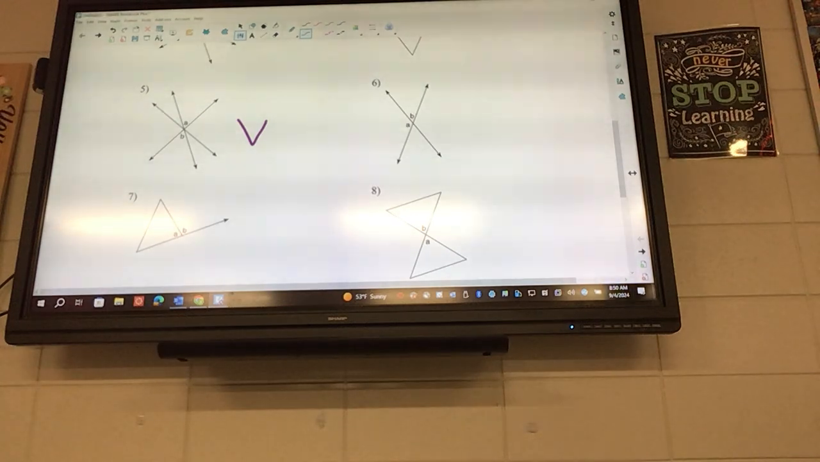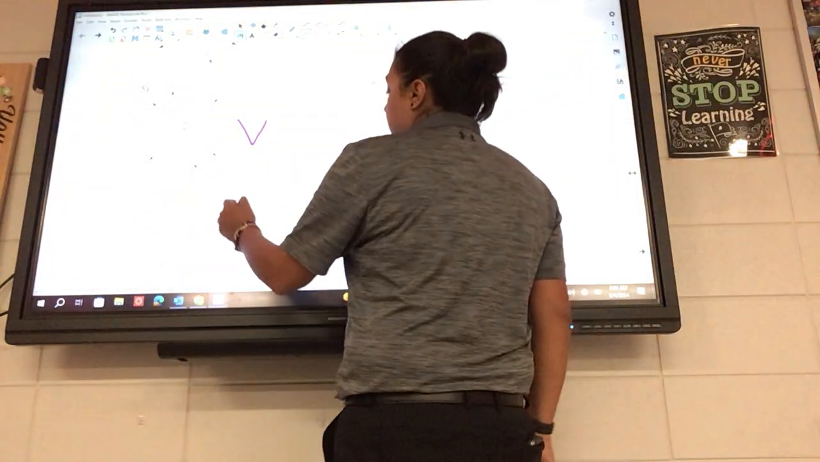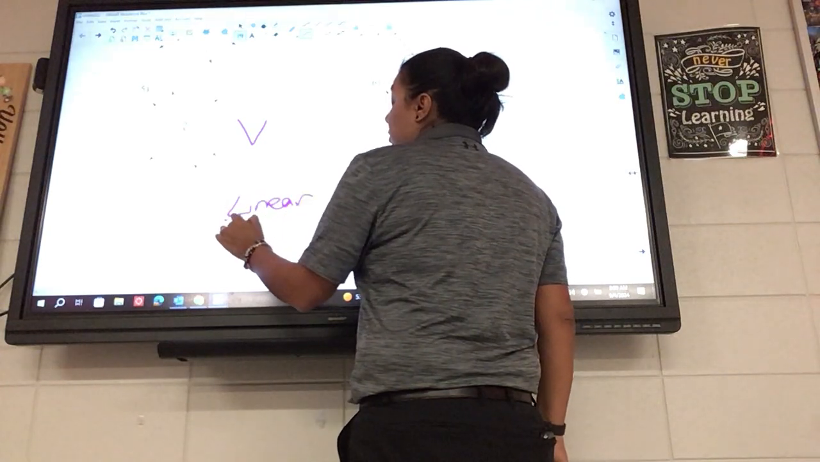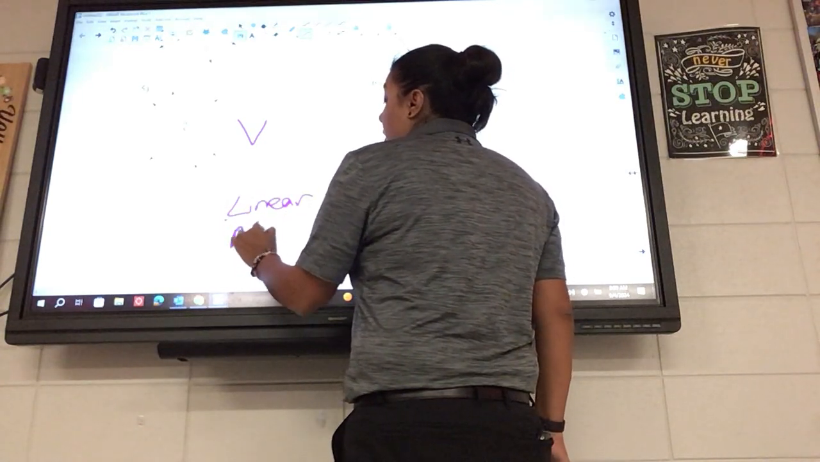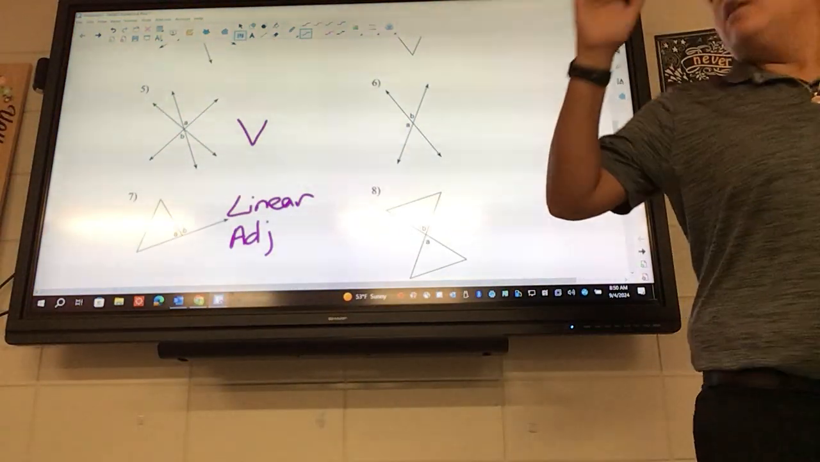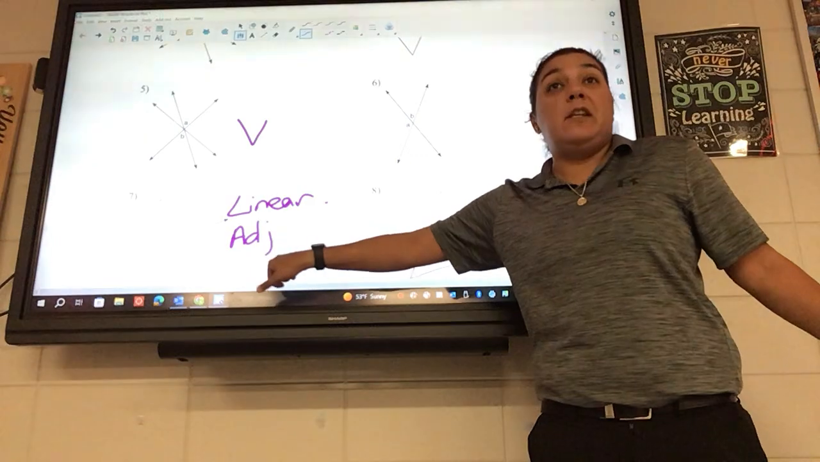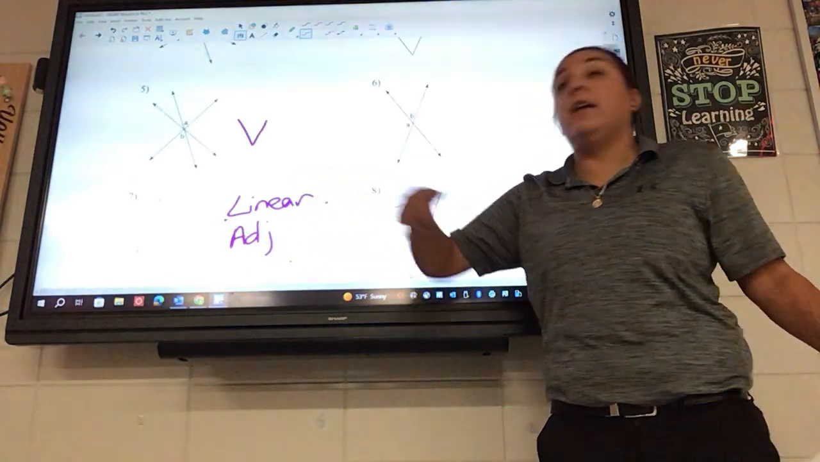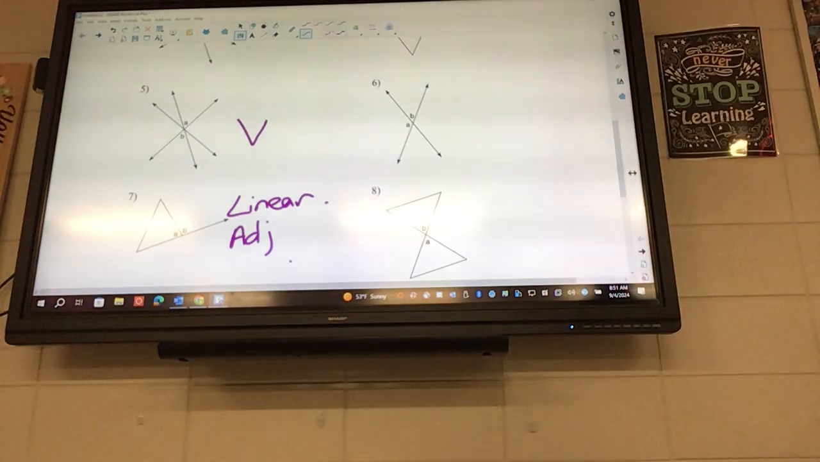So then they are also supplementary. So there are linear pairs. See, and I use the words. They're going to be a linear pair, and they're also adjacent. Now, for this sheet and for a quiz or something, linear trumps adjacent. So it would just be linear at that point. However, you can put linear and adjacent.